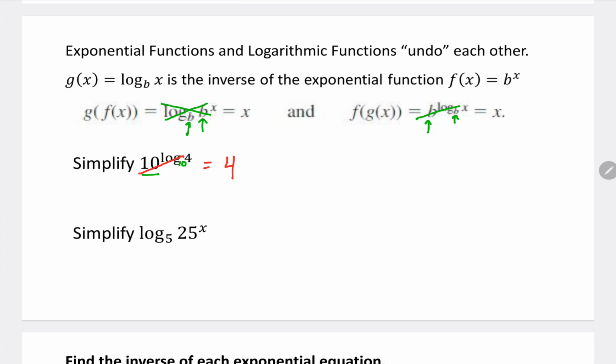But on this next example, the base on the log does not match the other base. So what we can do is rewrite that 25. 25 is the same thing as 5 squared. And don't forget this x. We can rewrite 25 as 5 squared, and now the base of the log matches this base that's being raised to an exponent. So these cancel each other out, and our answer is 2x. So logs and exponential functions undo each other.